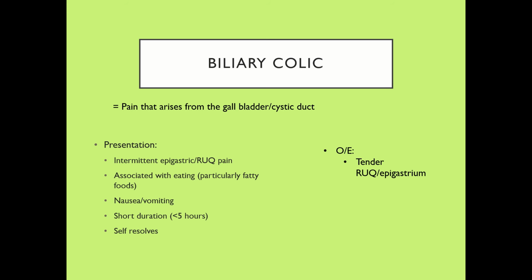So biliary colic is simply pain that arises from the gallbladder or cystic duct. Generally, this is because there are gallstones in the gallbladder, and the gallbladder is contracting onto them, and this causes the pain. So it presents as an intermittent or colicky epigastric or right upper quadrant pain, generally brought on by eating, particularly fatty foods, because that's when you're trying to release bile to help break down the fatty food, and so this is when the gallbladder is contracting. It can also be associated with a little bit of nausea or vomiting.